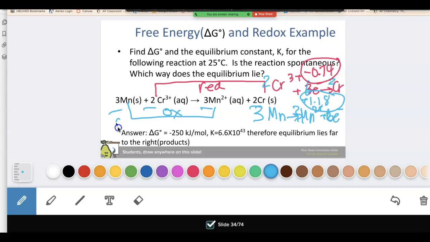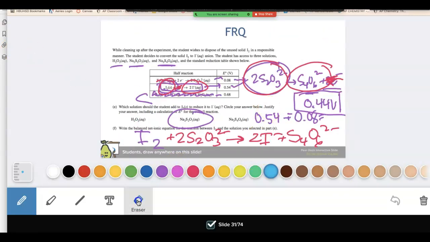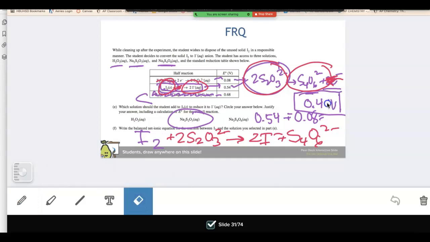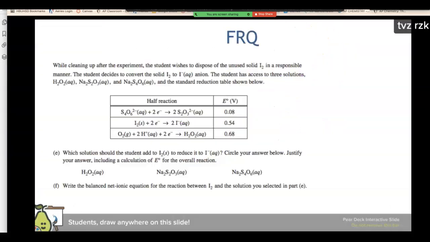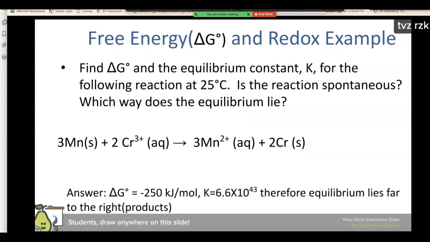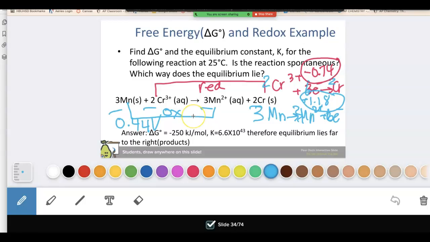Did I do the wrong voltage on the other slide? Sorry, I was using the number from the following problem. So this is 0.46, that's my bad. I mean, it's close. But the 0.54 plus negative 0.08 is 0.46. The rest of the answer is still right. I just went too fast when I calculated. Okay, so we're back here. This is 0.44. I did that one right. So that's the E, standard cell potential, voltage.